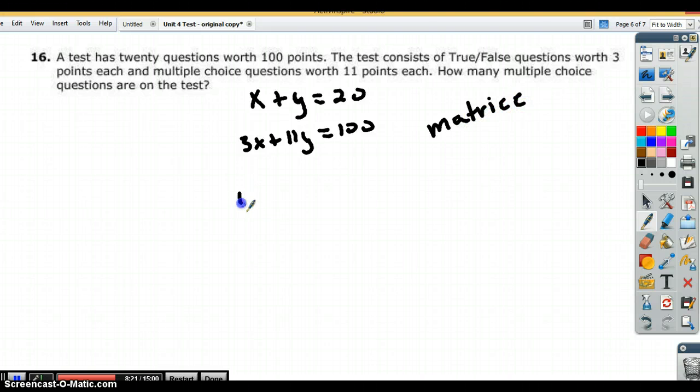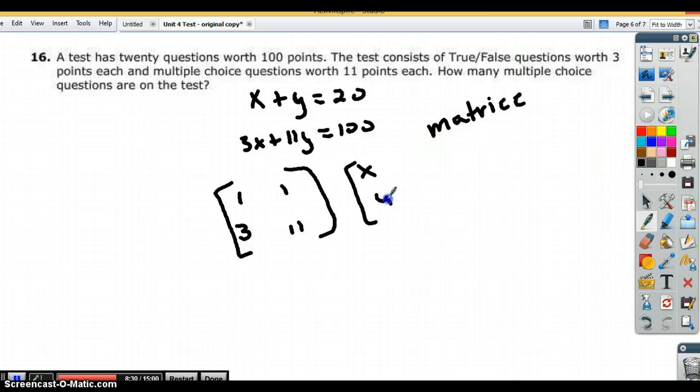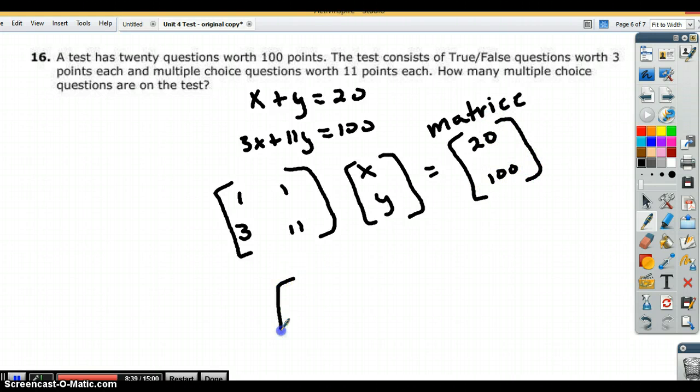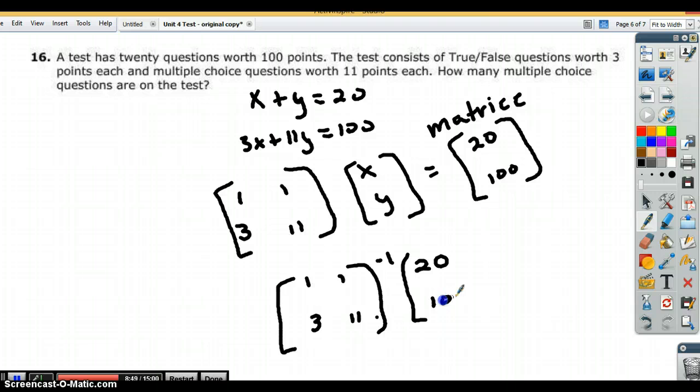So you would have set it up as 1, 3, 1, 11, times x, y, equals 20, 100, and it would have been the inverse of the first one times the 20 and 100. And if you could put that in the calculator, then it was going to give you the answer.